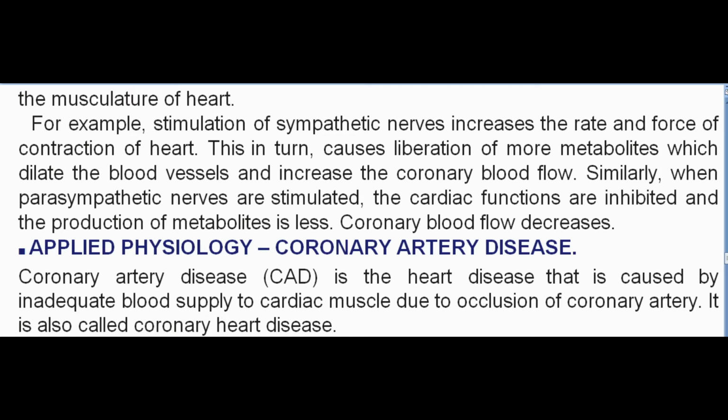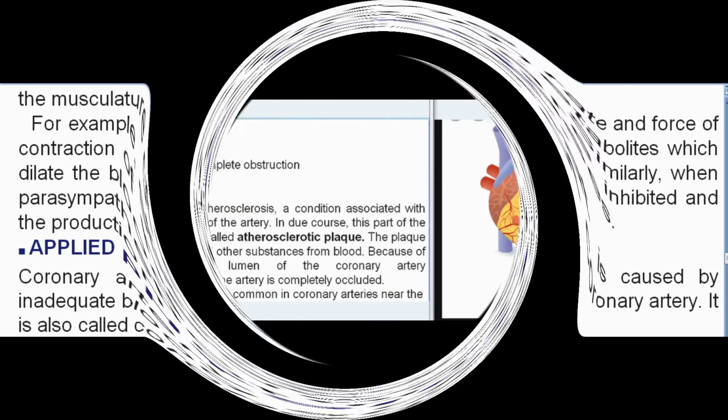Similarly, when parasympathetic nerves are stimulated, the cardiac functions are inhibited and the production of metabolites is less. Coronary blood flow decreases. Applied physiology, coronary artery disease. Coronary artery disease, CAD, is the heart disease that is caused by inadequate blood supply to cardiac muscle due to occlusion of coronary artery. It is also called coronary heart disease.